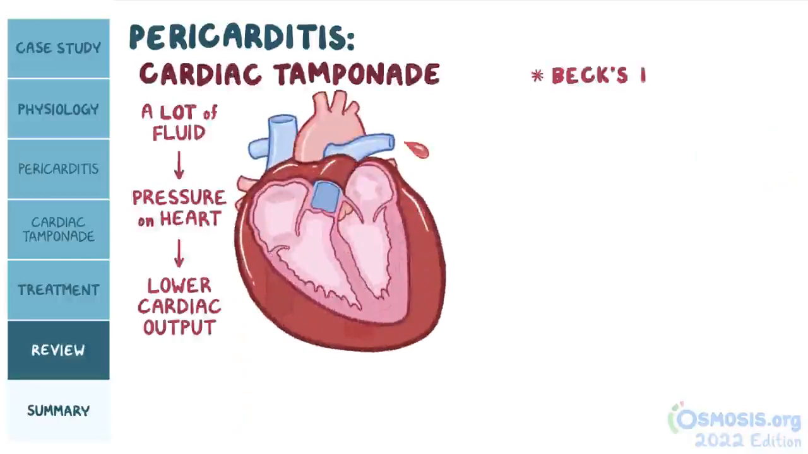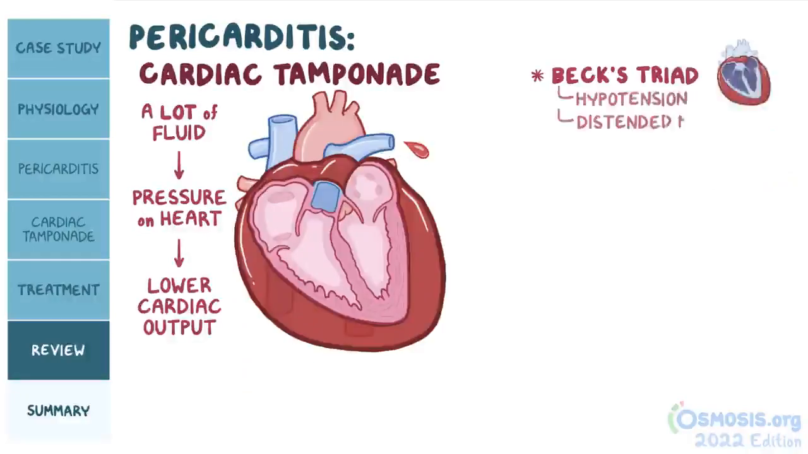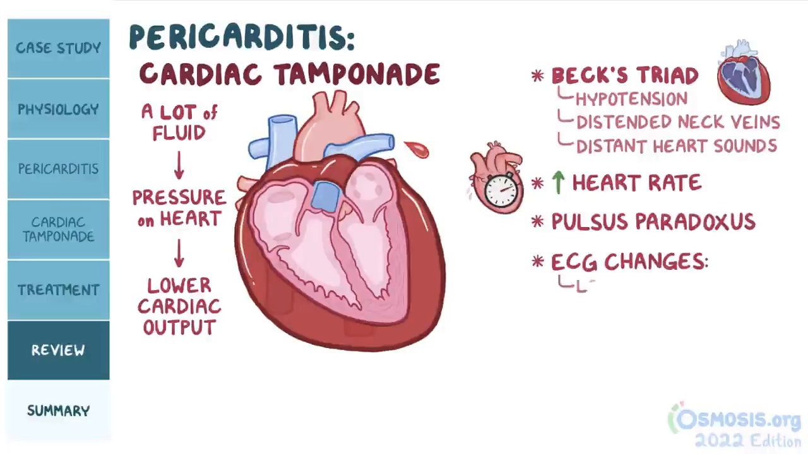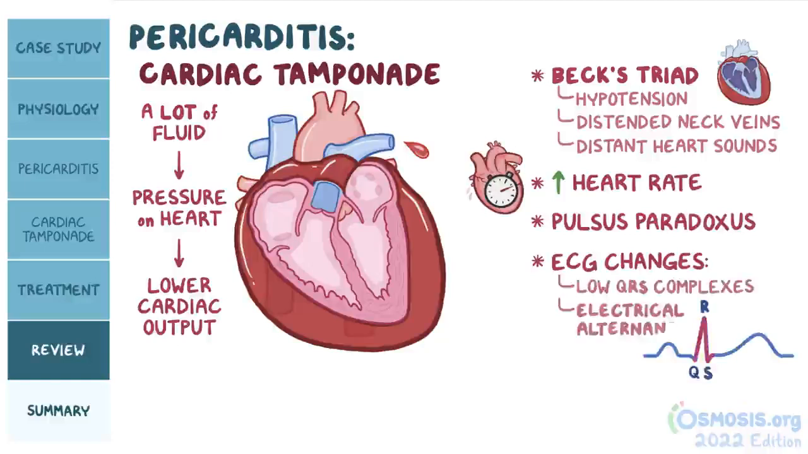It presents with Beck's triad of hypotension, distended neck veins, and distant heart sounds, as well as with a high heart rate and pulsus paradoxus. ECG in cardiac tamponade shows low voltage QRS complexes, as well as electrical alternans.